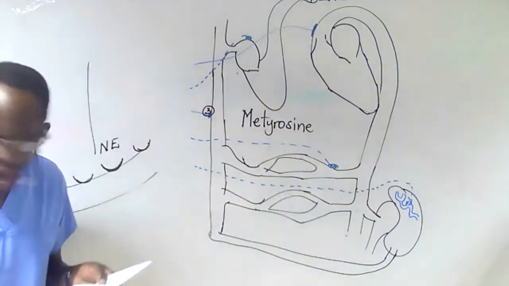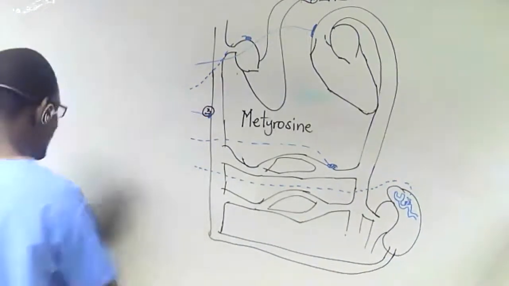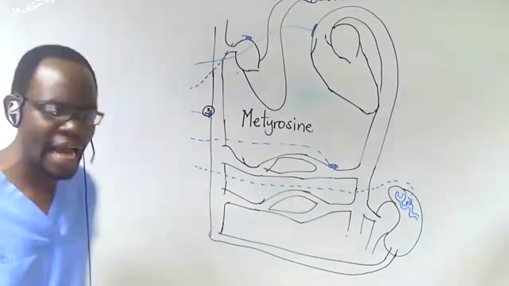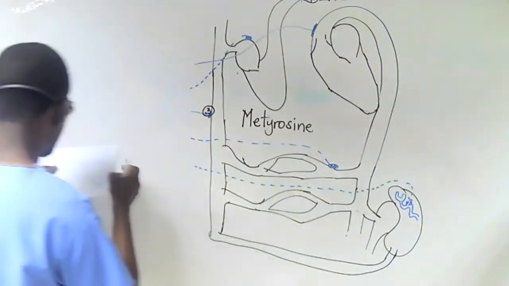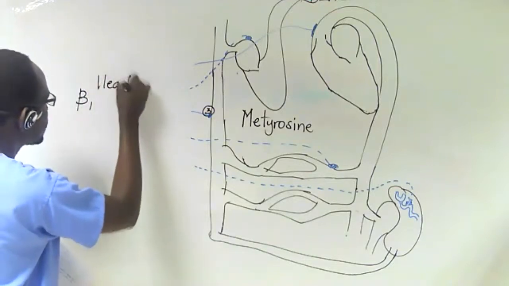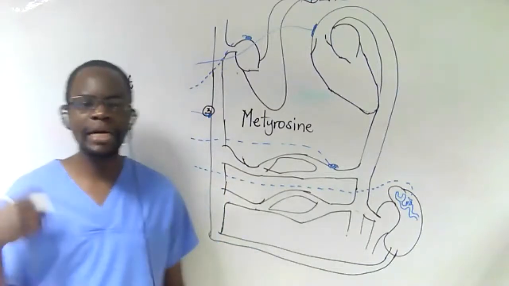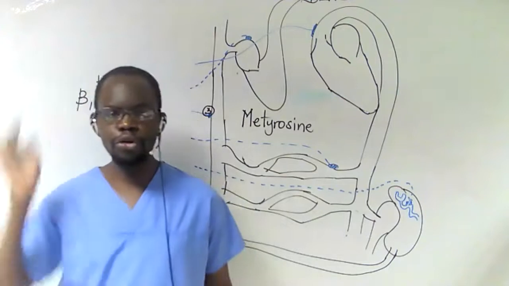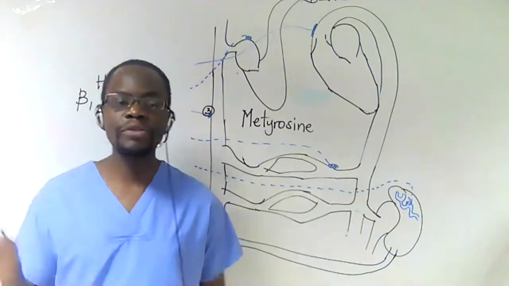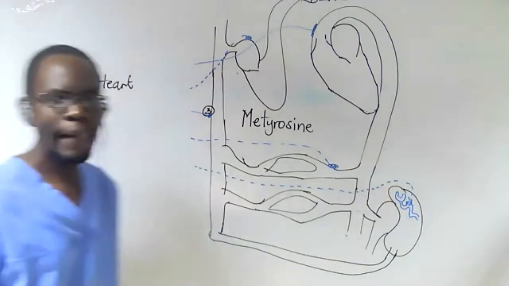Now in the heart, we have what we call the beta 1. I hope you still remember that. In the heart, we have the beta 1 adrenergic receptors. If you have forgotten, please go ahead and do a recap of the distribution of adrenergic receptors throughout the body. You will find out that in the heart we have beta 1 adrenergic receptors.